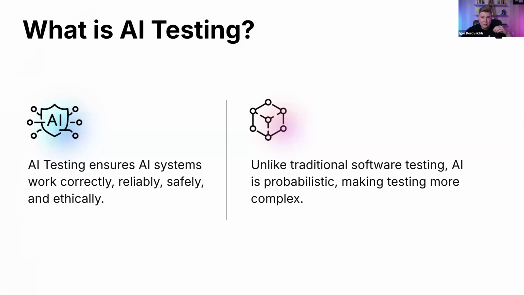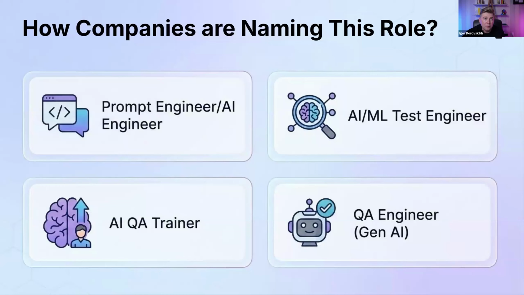Now, today's topic is a different vertical: what is AI testing. Think about this. AI testing ensures AI systems work correctly, reliably, safely, and ethically. Unlike traditional testing, it is not deterministic. It is probabilistic, making testing more complex. That's the main topic of today's discussion.